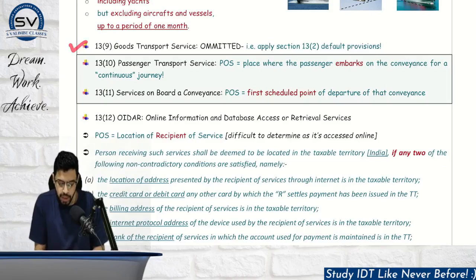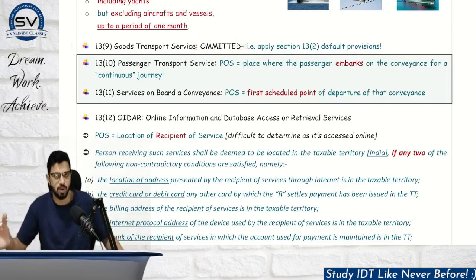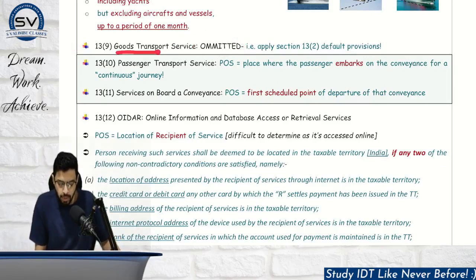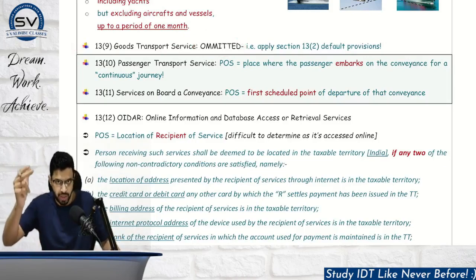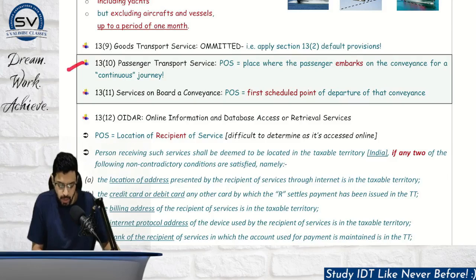Section number 13 subsection 9, goods transport service, this has been omitted. So the specific subsection has been omitted. It means with respect to the goods transport, you have to apply the default provisions of 13.2. Passenger transport and services on board a conveyance. Passenger transport service, the place of supply shall be the place where the passenger embarks on the conveyance for a continuous journey. In section number 13, we don't see B2B or B2C.